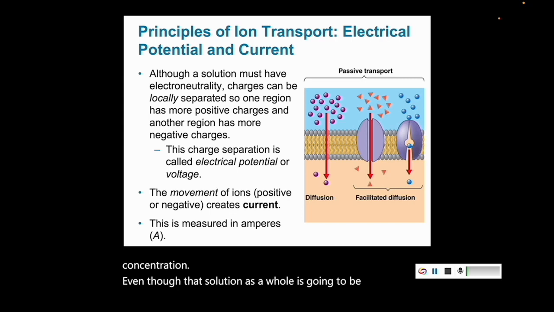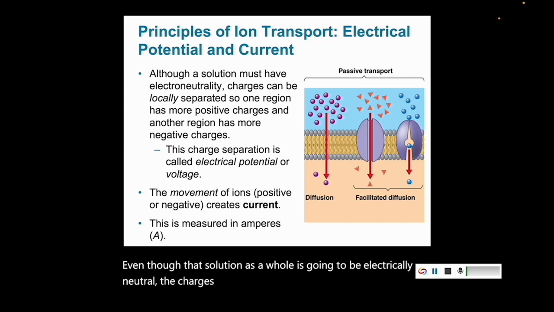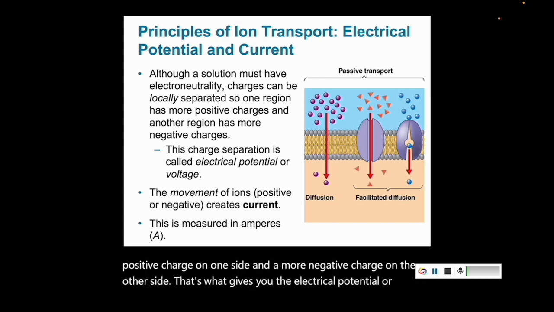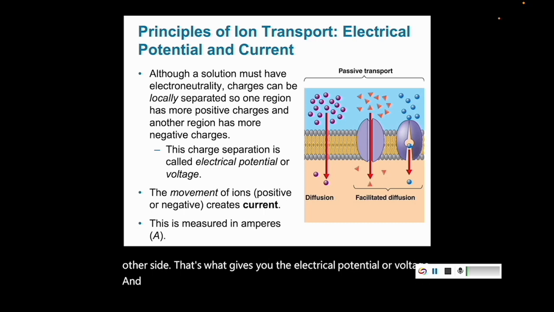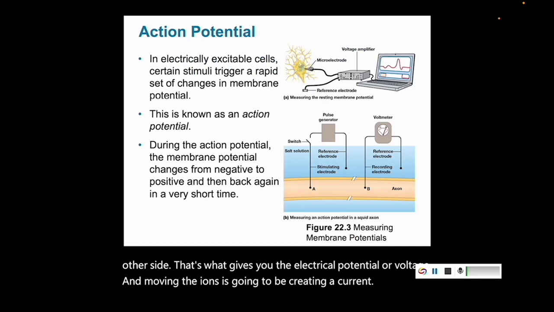Even though that solution as a whole is going to be electrically neutral, the charges can be locally separated. So you have a more positive charge on one side, outside of the cell, and a more negative charge on the inside of the membrane there. That's what gives you an electrical potential or voltage. And moving the ions is going to create a current.